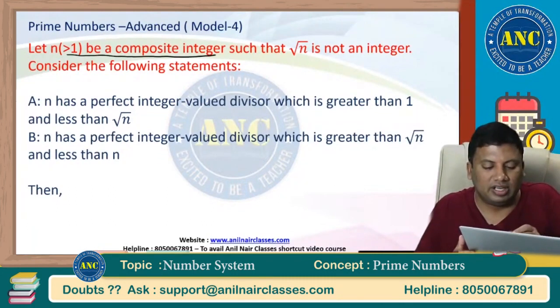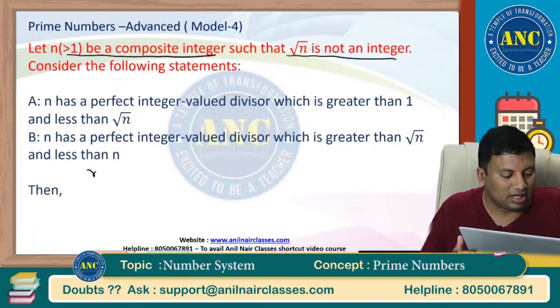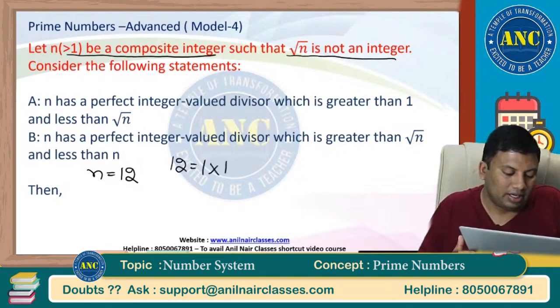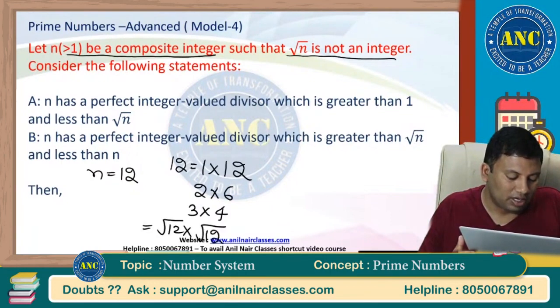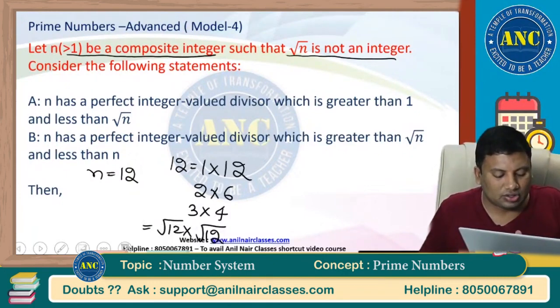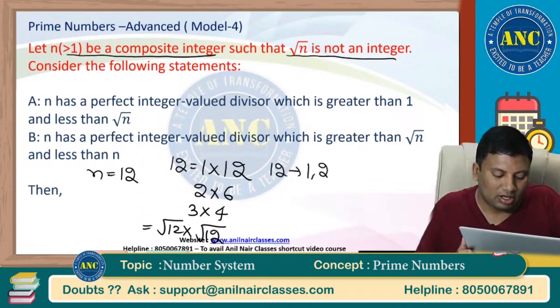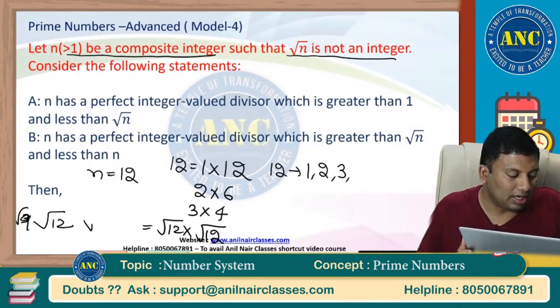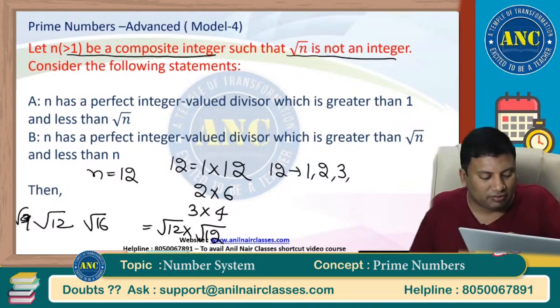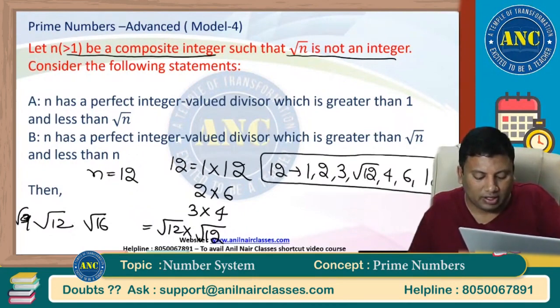n is a composite integer. Root n is not an integer. Suppose let me take n equivalent to 12. 12 can be written as a product of two factors: 1 into 12, 2 into 6, 3 into 4. It can also be written as a non-integer, root 12 into root 12, which is nothing but 12. Root 12 lies between root 9 and root 16. Root 9 is 3, root 16 is 4. So I am writing like this because it will be useful in my question.